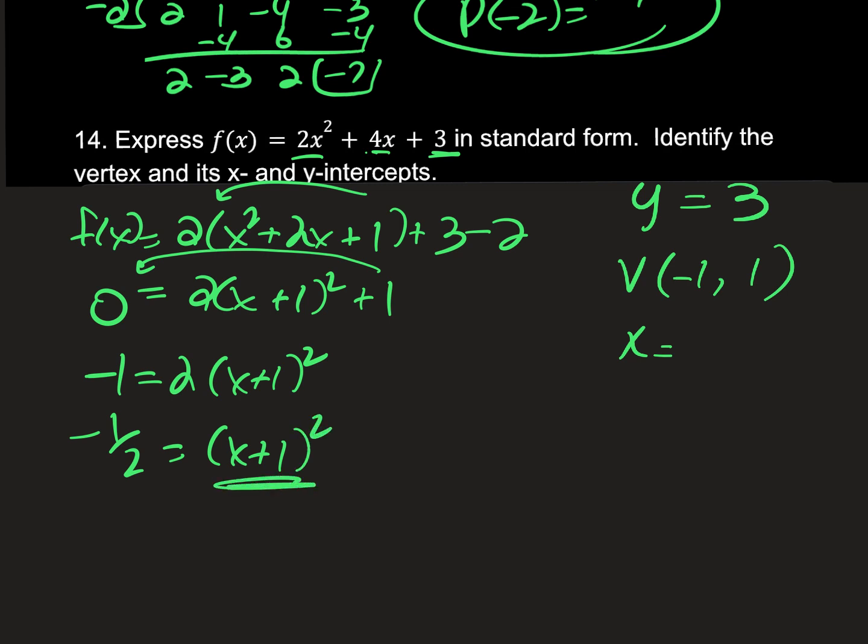There's nothing I can square and get negative 1/2, which what that tells me is there's no x-intercept on this one. So I'm going to put NP, or there's not one, or whatever you want to put. There is no x-intercept. All right.